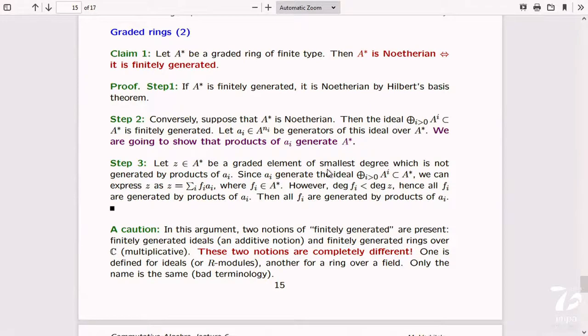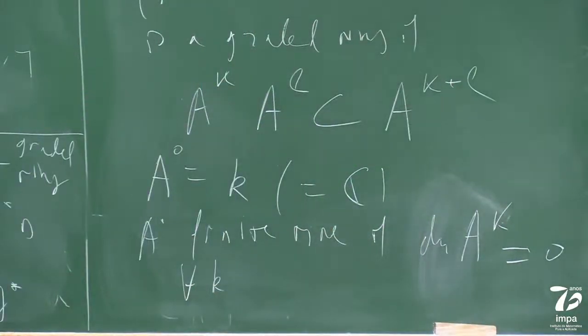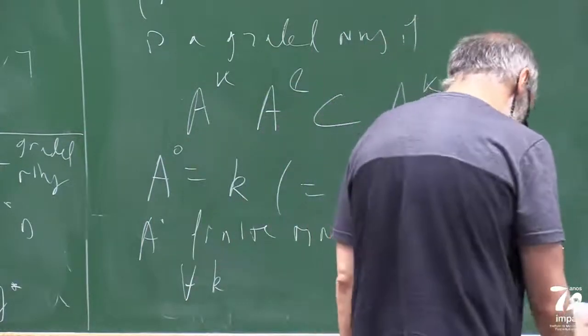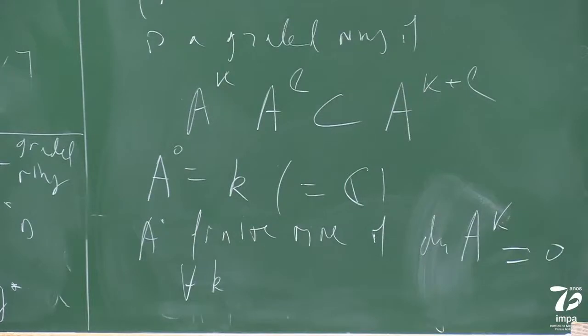So claim 1. Suppose that A star is a graded ring. Oh, sorry, I didn't say what finite type is. Finite type is a ring where each graded component is finite dimensional. So A star is finite type if A_K is finite dimensional for each K. Again, the polynomial ring and the even polynomial ring are all of finite type. The space of homogeneous polynomials of a given degree on a given set of variables is finite dimensional. Okay, so A star is a graded ring of finite type.